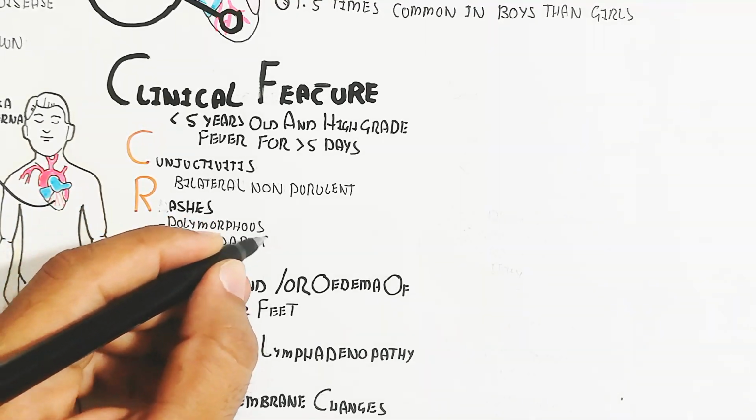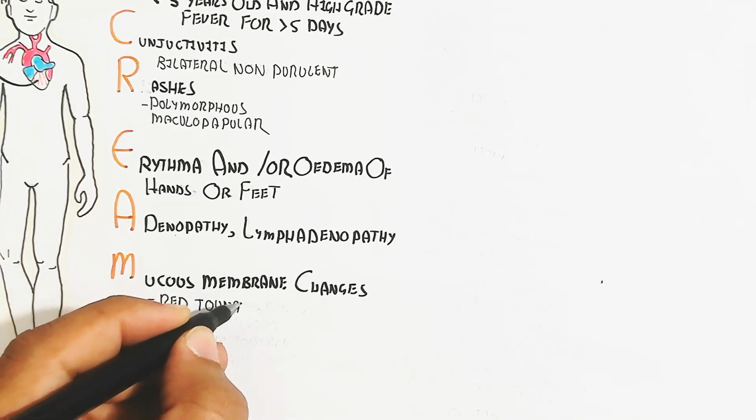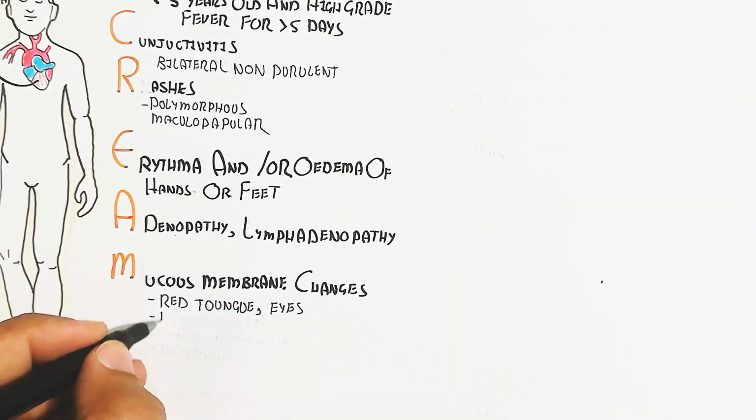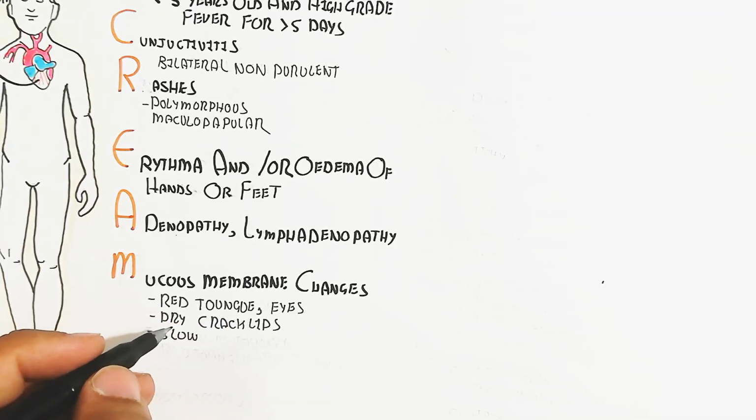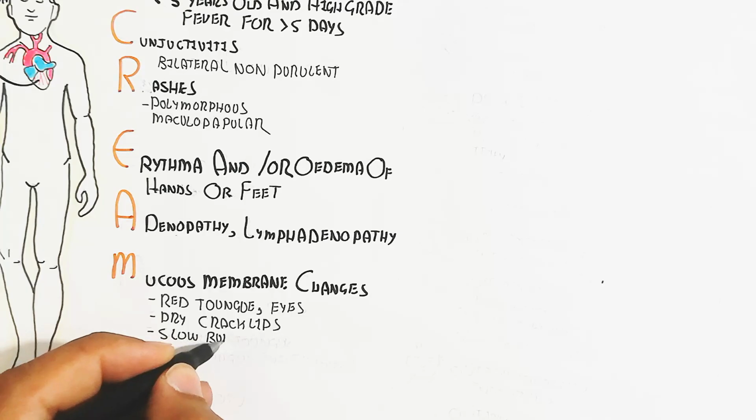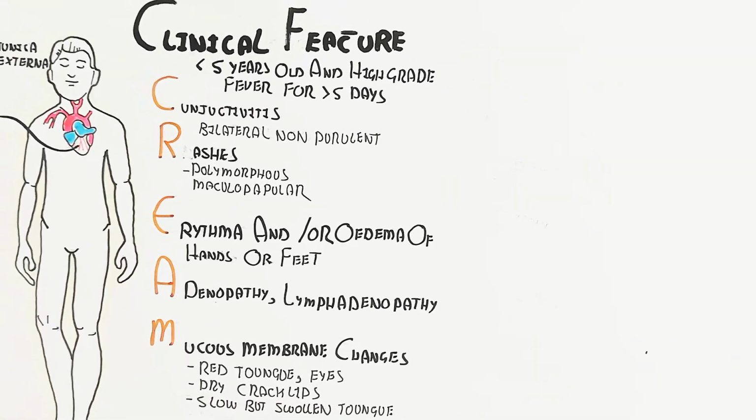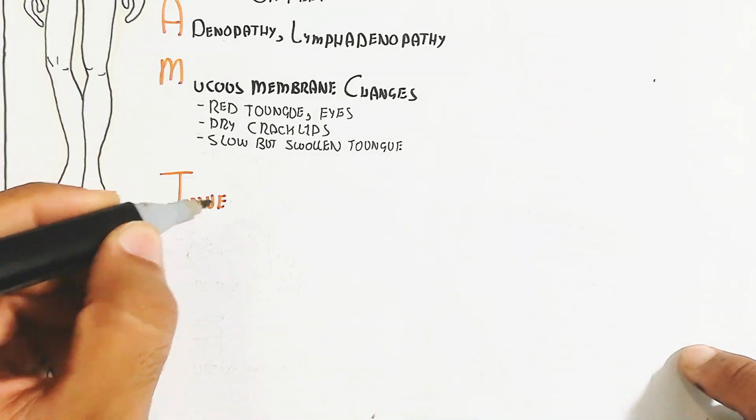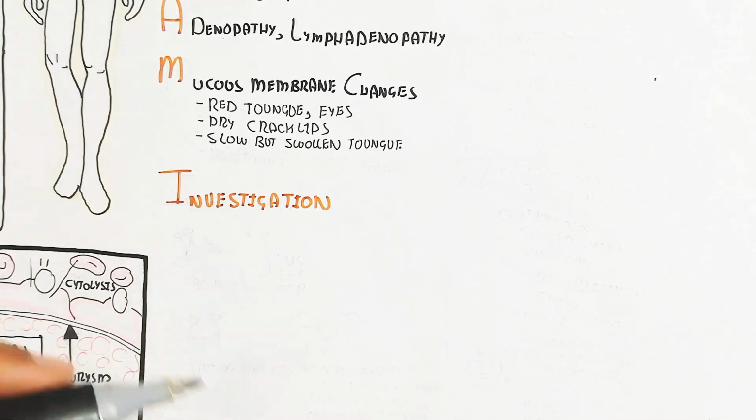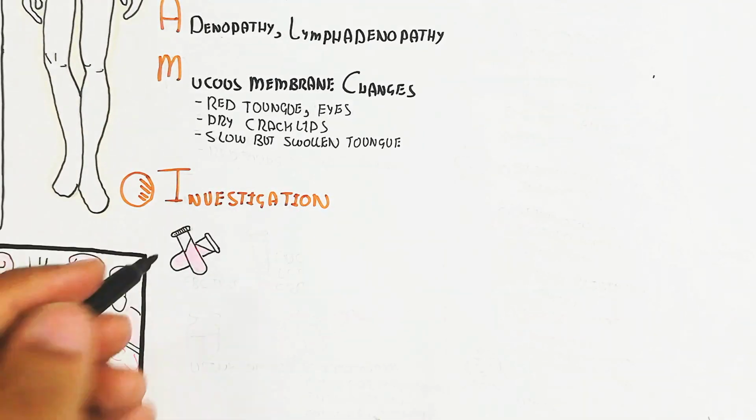Bilateral non-purulent is the conjunctivitis, and the rash is polymorphous maculopapular, and adenopathy, erythema and edema of hands or feet, and lymphadenopathy, mucous membrane changes, and or red tongue, eyes, and dry cracked lips, and a swollen tongue.